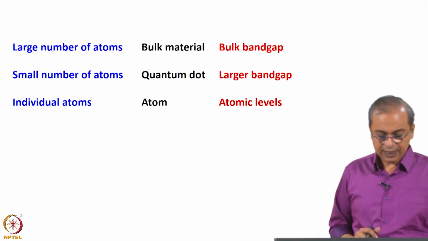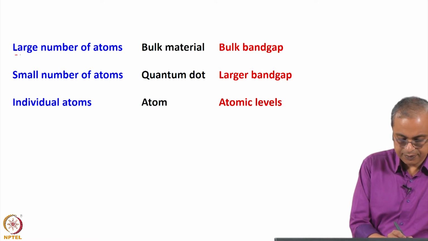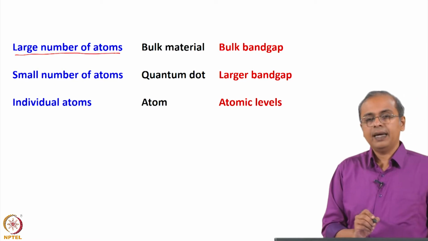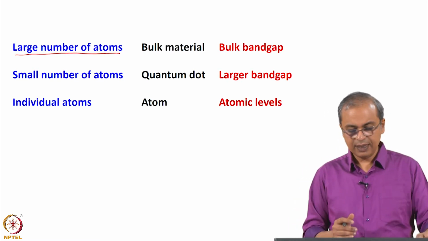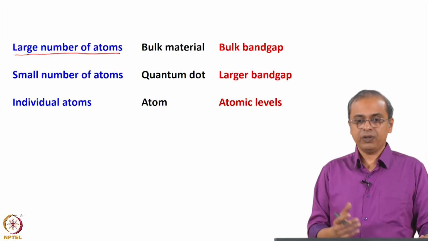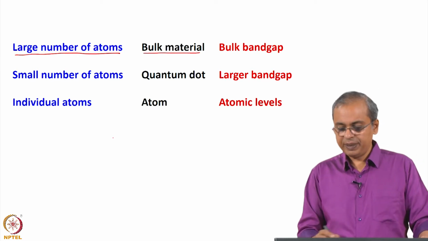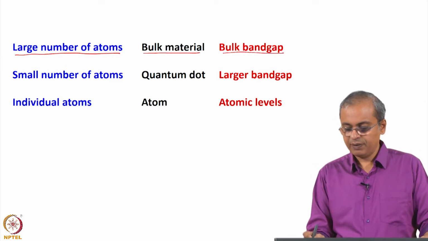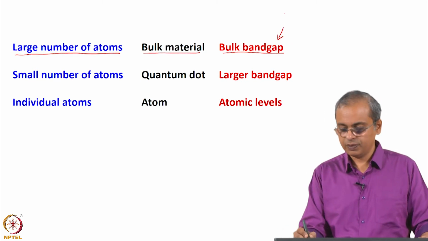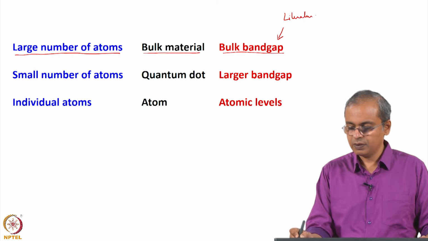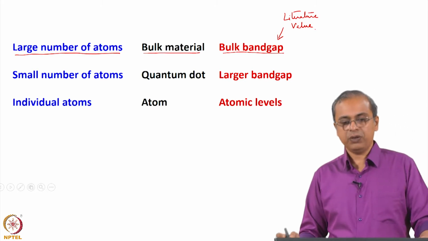So, as I said, you can have a large number of atoms in a grain structure or crystal structure, and that is what we refer to as the bulk material. In that kind of material, you will see the bulk band gap, which is what you will see typically in the literature. So, this is the typical literature value. When you go searching for a band gap, this is the value that you will get.